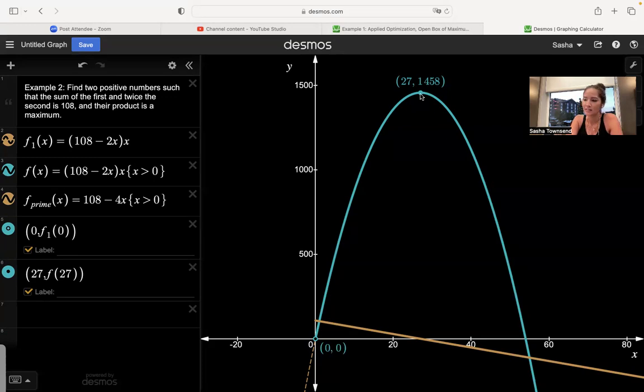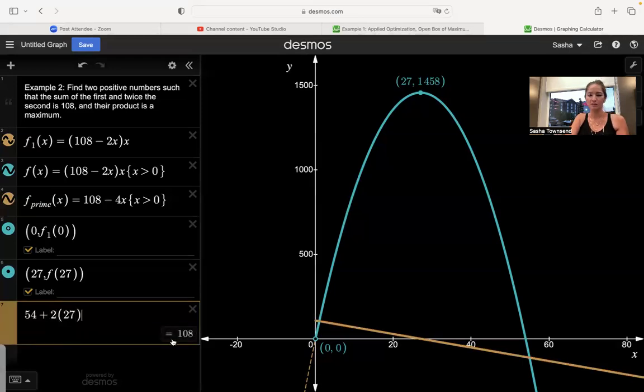And we were asked to find two positive numbers such that the sum of the first and twice the second is 108. One of the numbers was 27. We were calling that y before, but now we're calling it x. Then the other number was 54. So the sum of the first, which is 54, and twice the second, which is 27, is supposed to be 108, and it is. Both numbers are positive, so that part is satisfied. And the claim is that the product of those two numbers is at a maximum.